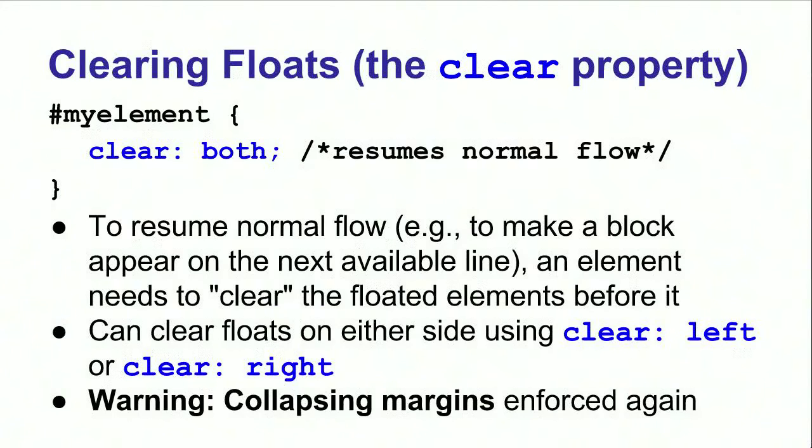Well, the ability of floats to suspend normal flow rules is pretty handy. We often want to restore normal flow rules for the content below the floats. To resume normal flow, a rule can set the clear property. The property allows us to restore normal flow rules on the right side, left side, or both sides. A common use case for clearing floats is for the footer of a page, which we'd prefer not to flow upward into the main content.